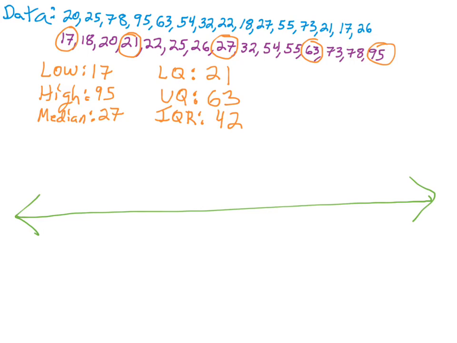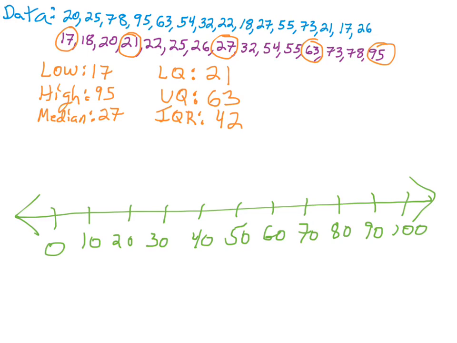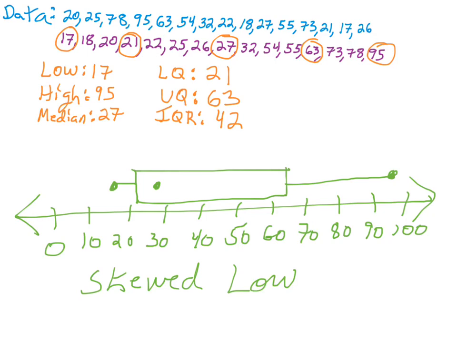So now we just need to graph it. We put all our stuff on there. We're going to go from 0 to 100 in this case. Low gets a dot, high gets a dot, median gets a dot, lower quartile gets a line segment, upper quartile gets a line segment. Then we just make our box and make our whiskers. And then we notice this one is skewed to the left, or skewed low. Okay, go ahead and pause it if you need to. Otherwise, we're going to continue to our third example.